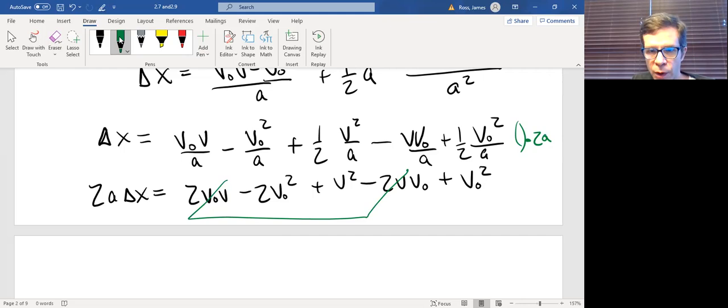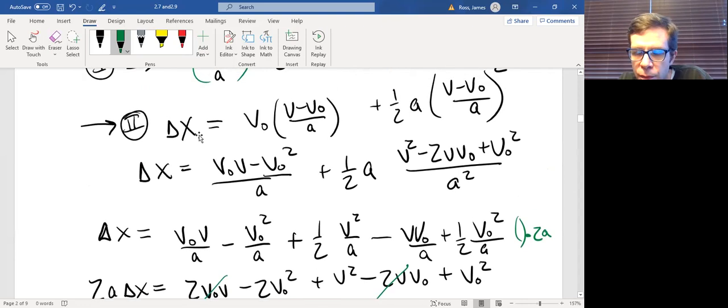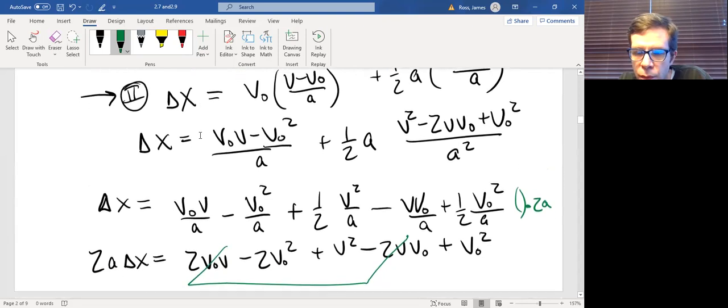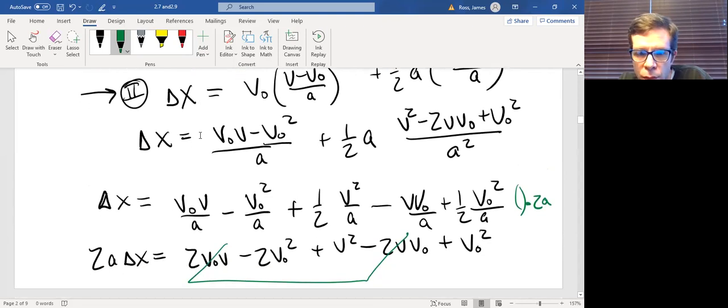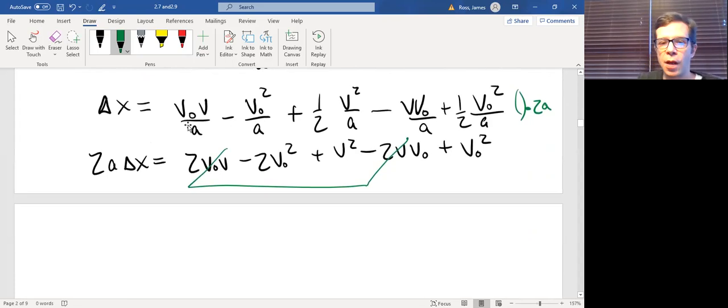And I've got a math error somewhere. What am I messing up? I lost a term somewhere, something. No, it's right. I was just reading it funny, sorry. And these two terms group too. Oh, wrong color. I swear I clicked on the red.